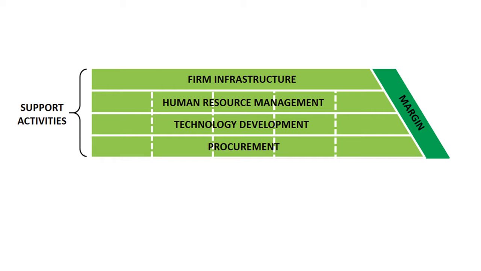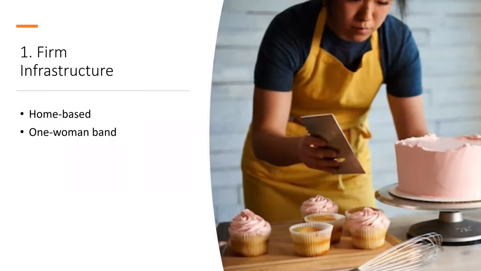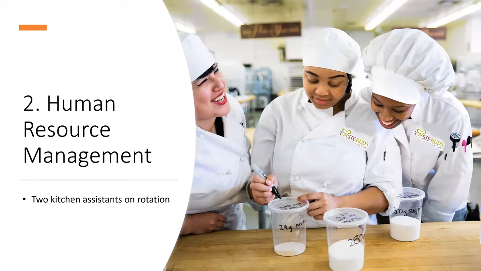So again, if we just follow through, the firm's infrastructure is home based. It's one woman or one person, might be a man, and there are different types of cakes or different types of products being created in this single firm. So again, it is a cost that cuts across different product lines. The human resource training and assistance can help expand the business, but in the early instances, it's an added cost to the existing product line.